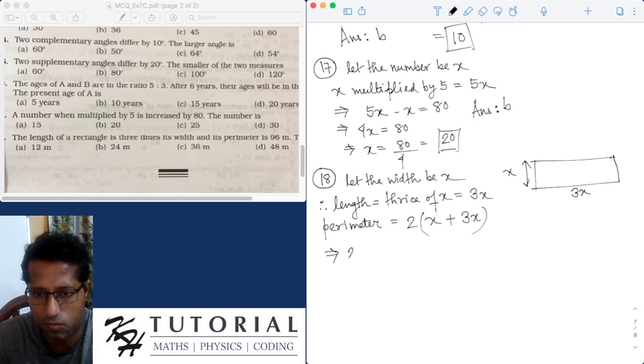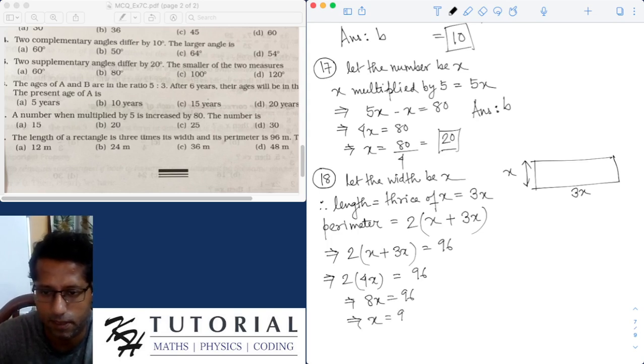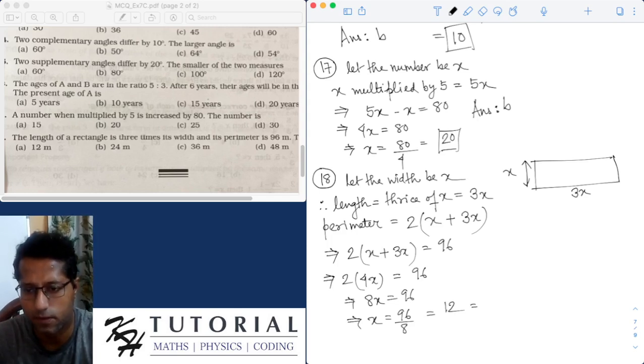So we can say that 2 into (x plus 3x) equals 96. This implies x plus 3x is 4x, so 2 into 4x is 96. This implies 8x equals 96, which implies x equals 96 by 8. This is 12. So the width is 12.